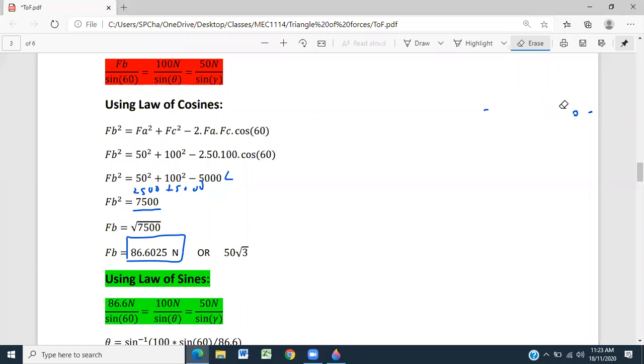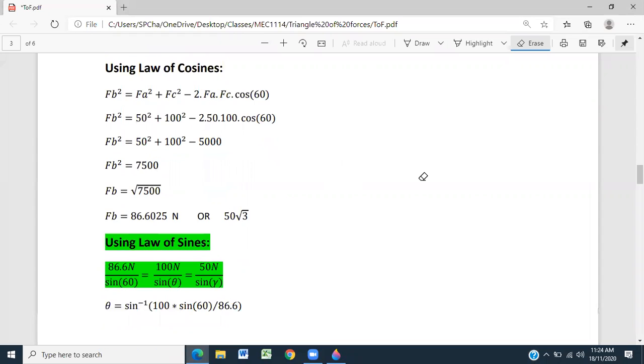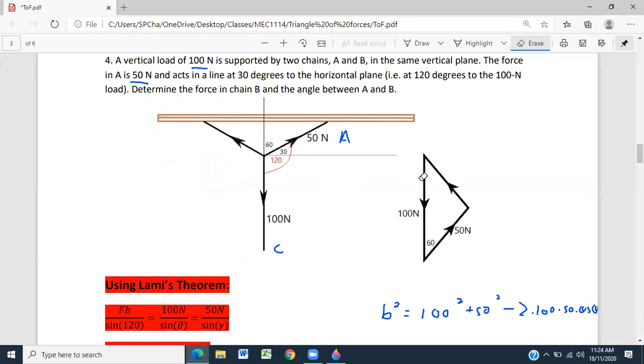So remember the cosine rule. You can always just Google cosine rule and you should find the formula if you forget it, right? And you watch a YouTube video, refresh your memory on the cosine rule. All right, so now we got the force in chain B, and now we need the angle between A and B, right? Angle between A and B.